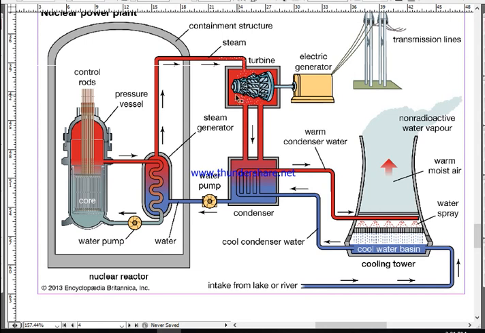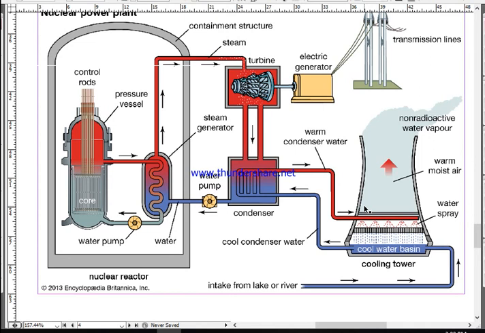Afterwards, having rotated the turbine, the steam is passed through here into the condenser. In the condenser you can see there is another pipeline through which cold water comes. That cold water absorbs heat energy from the steam, and the water becomes vaporized. The steam in here condenses back to cold water, which is pumped by a water pump into the steam generator again. And the steam produced here moves into the cooling tower, where because of cooling, the water vapor or steam again condenses back to water. That water is collected here.